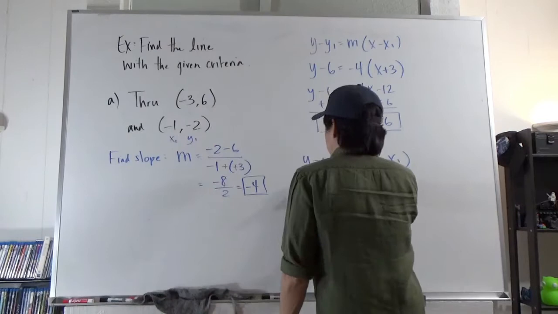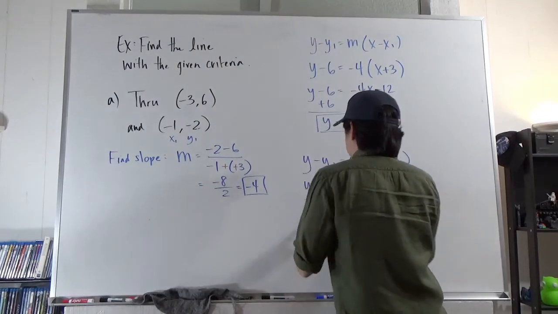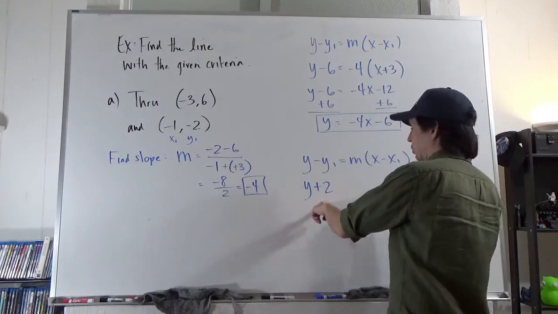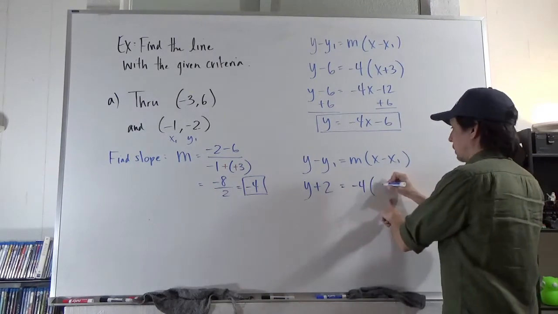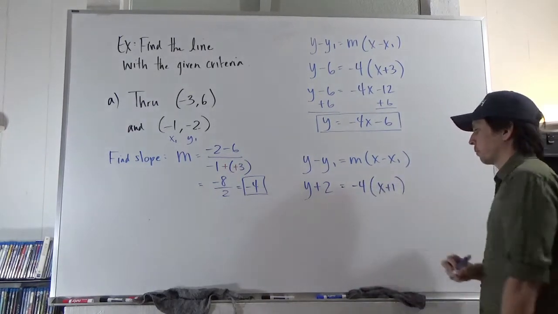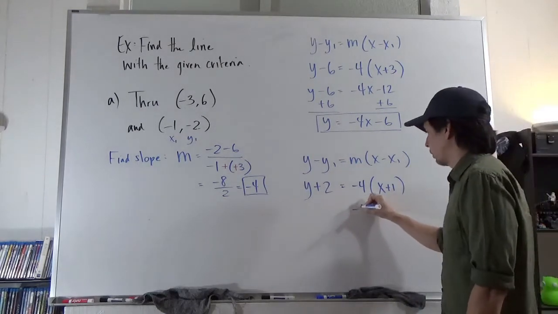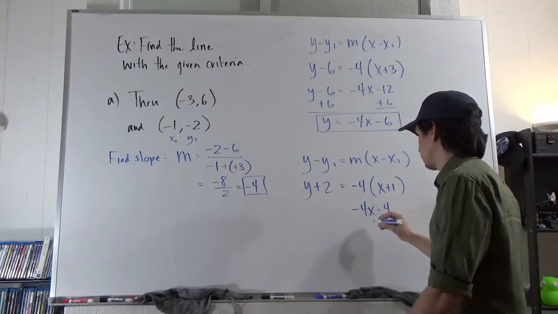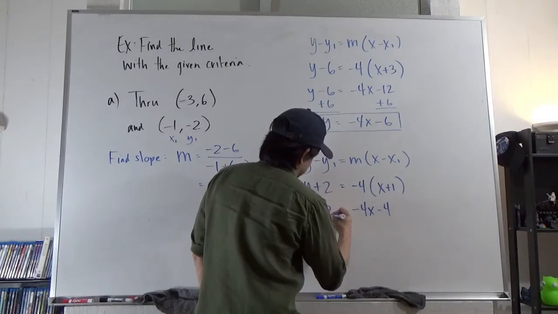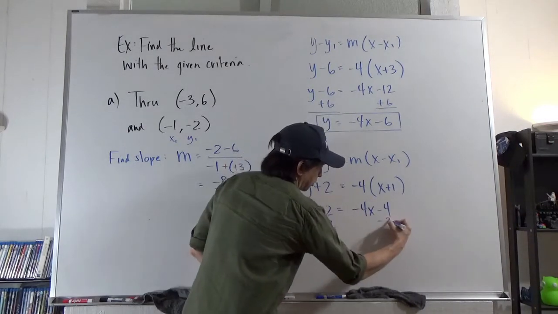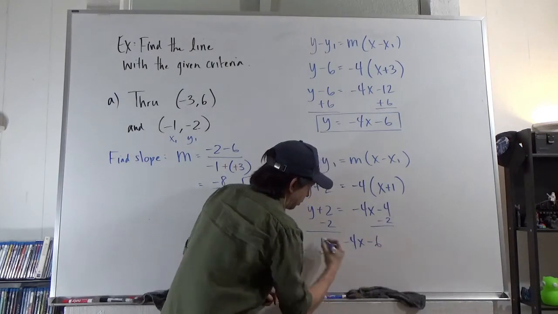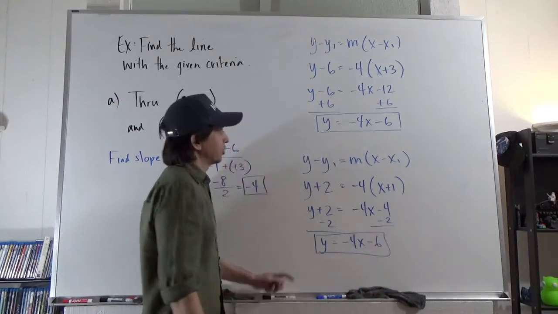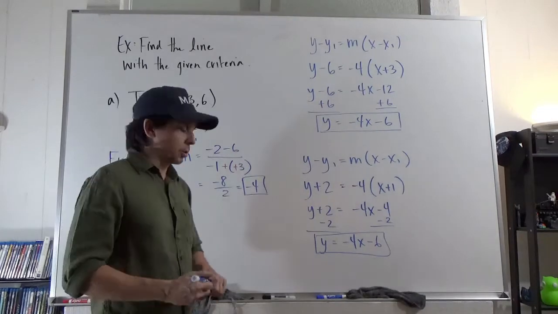So this time it's going to be y plus 2, so I'm doing minus a -2. My slope is still the same, I'm just choosing a different point. It's going to be x plus 1. And now distribute -4. I'll subtract 2 from both sides. Y is equal to -4x minus 6. So it does give you the same equation.